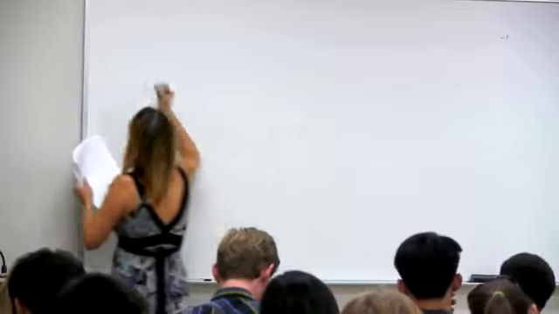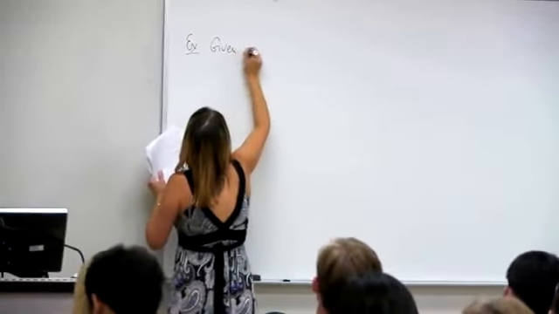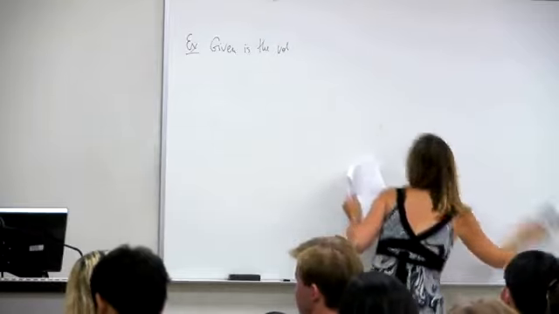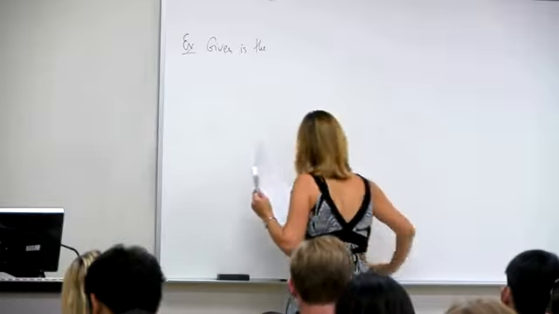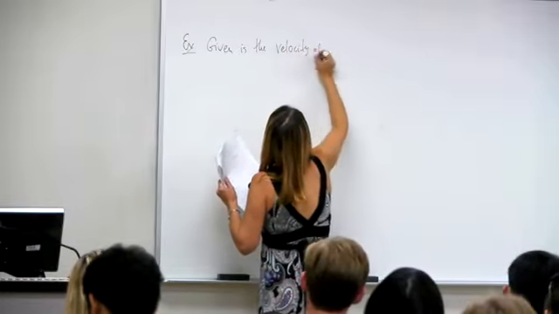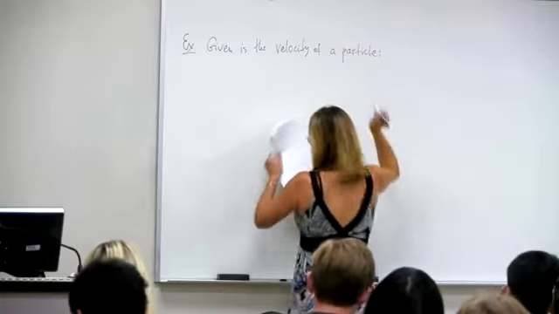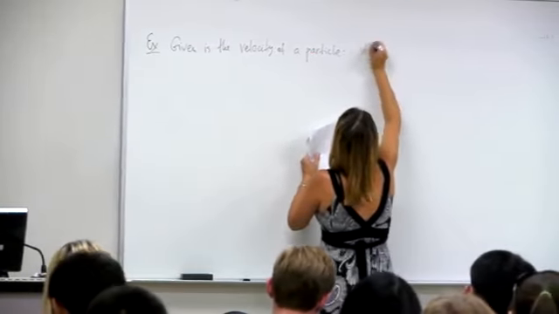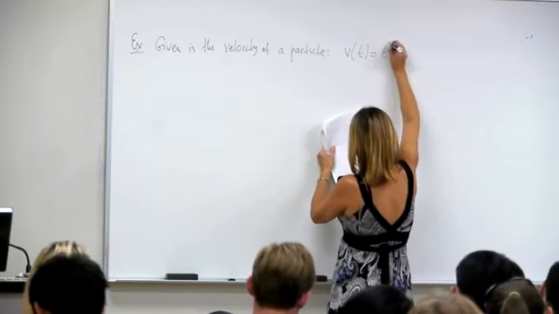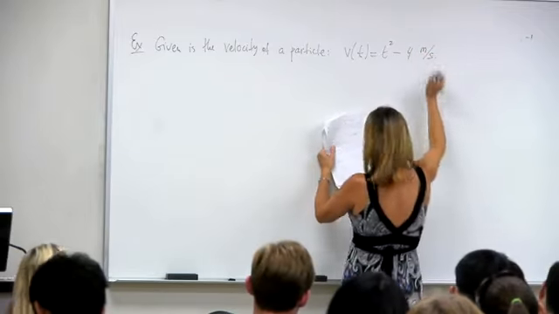So let's suppose that we are given the velocity of a particle. V of t, say, is given by t squared minus 4 meters per second.